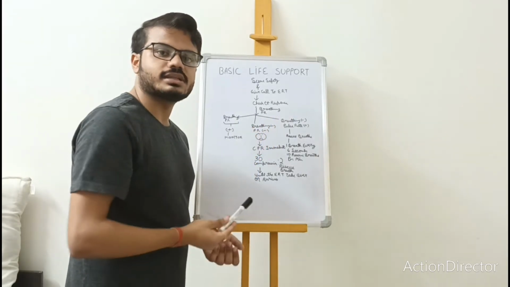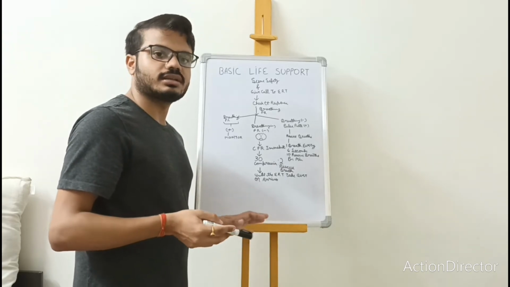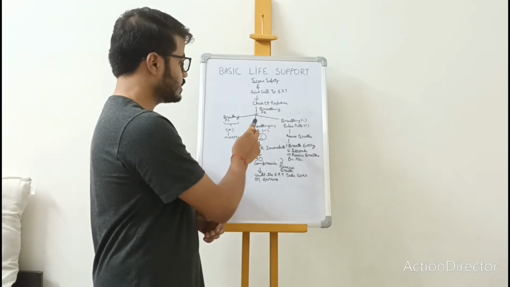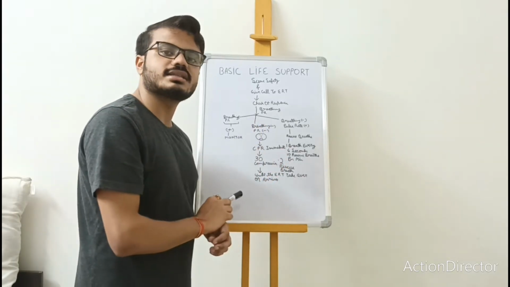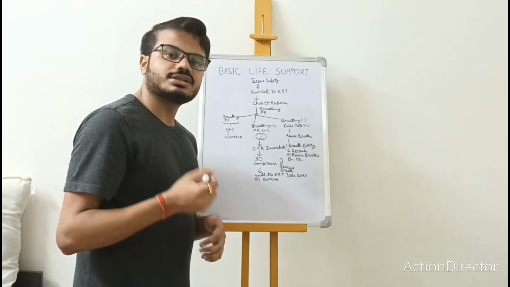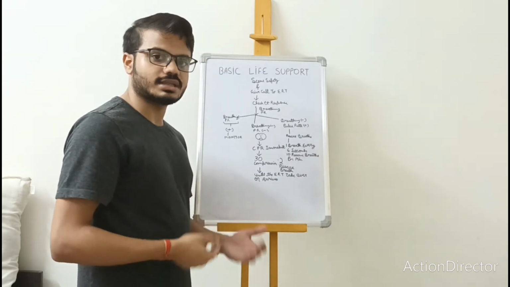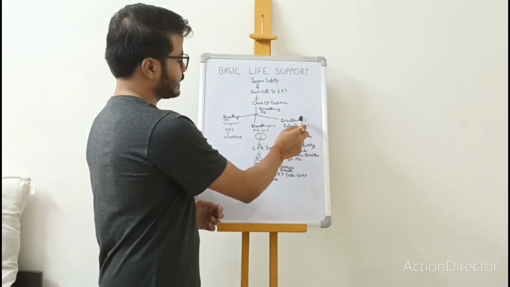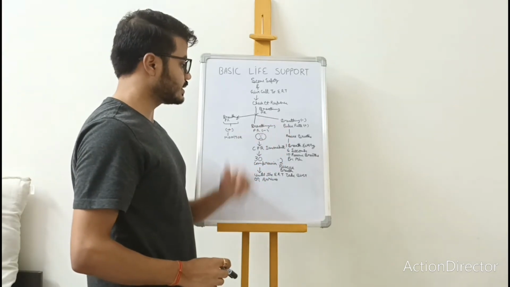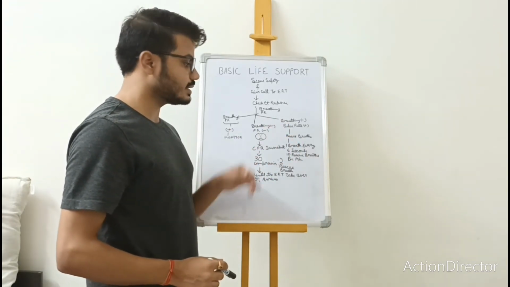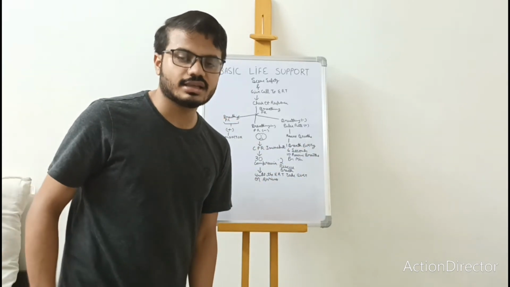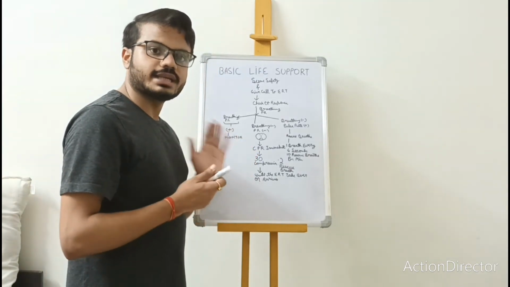If both breathing and pulse rate are present, then you just monitor the patient until the emergency response team arrives. If breathing is absent and pulse rate is absent, which is the most dreadful scenario, you immediately start giving CPR. You give 30 compressions and 2 rescue breaths until the emergency response team arrives. And if breathing is absent and pulse rate is present, then you give rescue breaths, one breath every 6 seconds, or 10 rescue breaths per minute. So this was about basic life support.